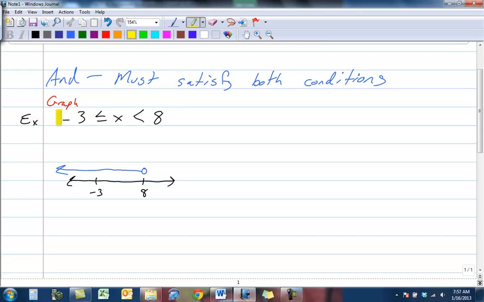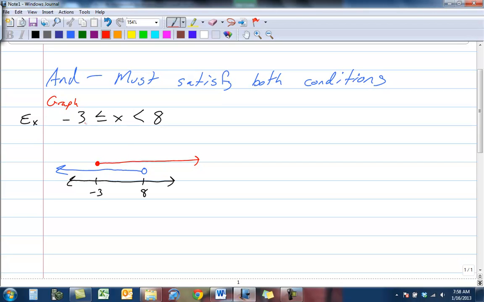Now, let's focus on the other half of this. Now, here's the thing. What if we read this backwards? If we read this backwards, this says x is greater than or equal to -3. So that would be a solid dot above our -3. Put it slightly above the last line, going to the right. Make a big long line. All right?